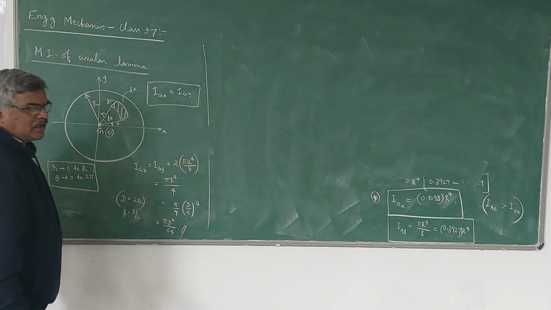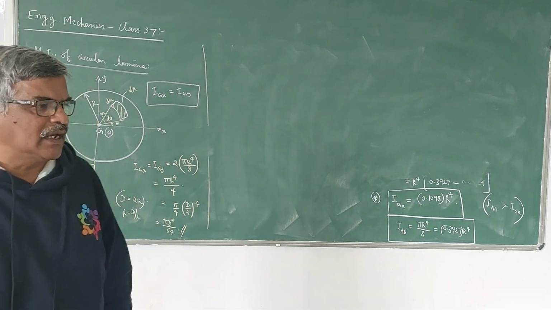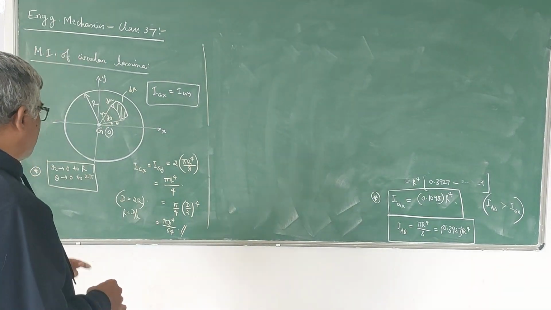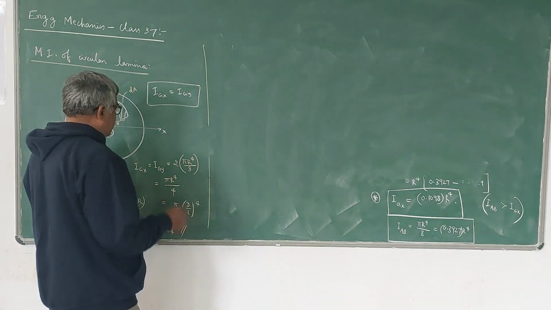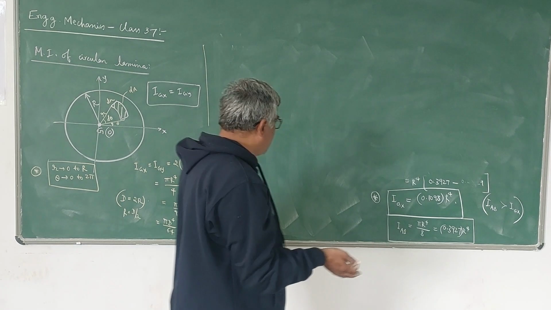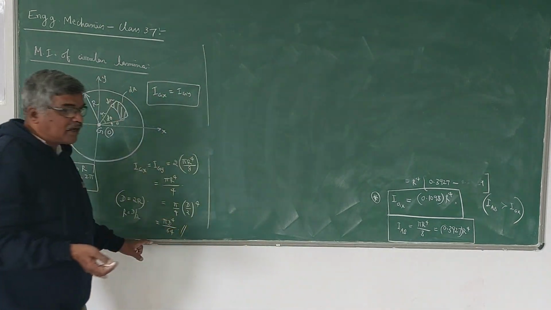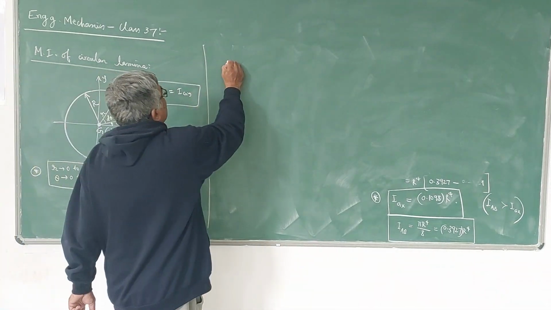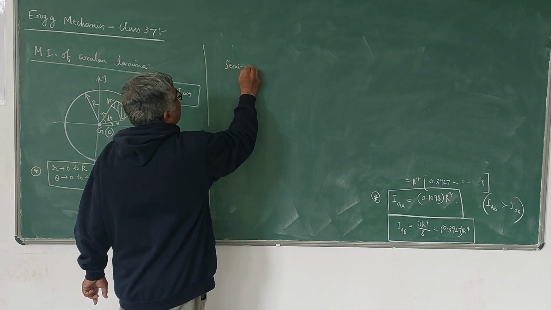In terms of diameter, the moment of inertia of a circle is pi d power 4 by 64. So in the case of semicircle, it becomes pi d power 4 by 32. So we will write for all the three here.